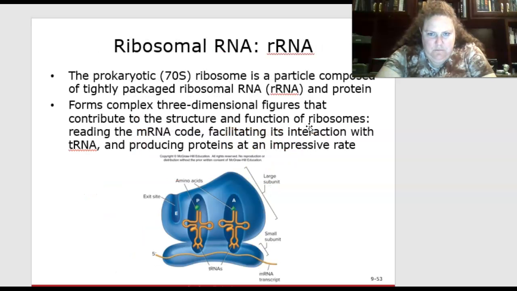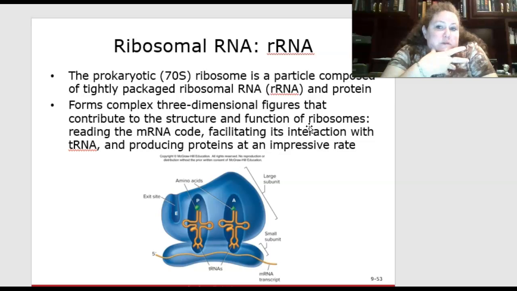Okay. Well, then we have ribosomal RNA, or rRNA, and this is the prokaryotic 70S ribosome that we talked about before. This is a particle that's composed of tightly packed ribosomal RNA, or rRNA, and protein. And this forms a complex three-dimensional figure that contributes to the structure and function of ribosomes.